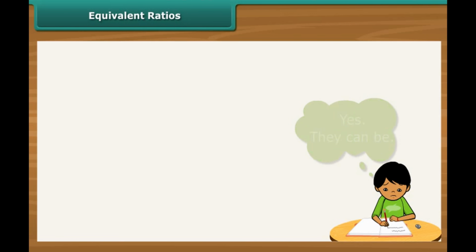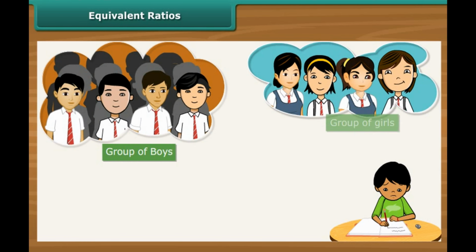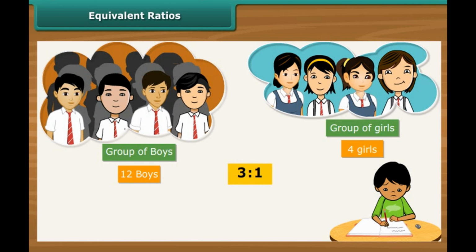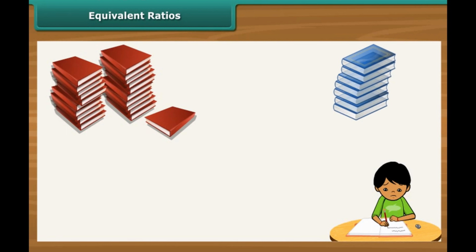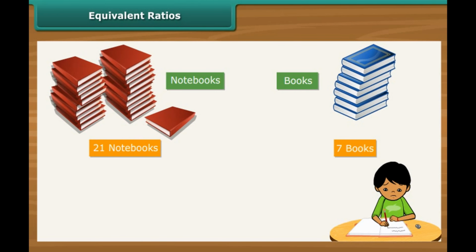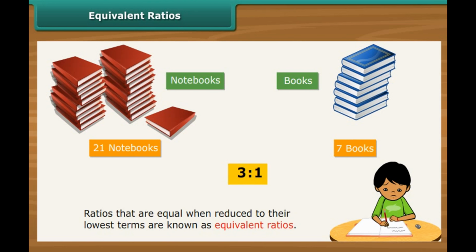Yes, they can be. What the first one tells us is that boys are 3 times more than the girls in Ritesh's class. The second ratio tells us that the notebooks are 3 times more than the books in Ritesh's bag. Ratios that are equal when reduced to their lowest terms are known as equivalent ratios.